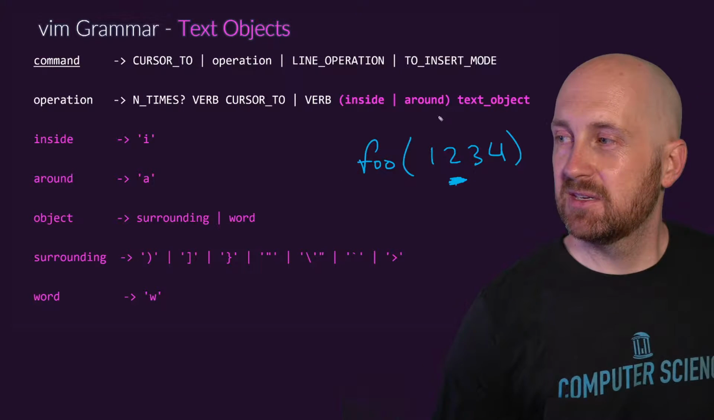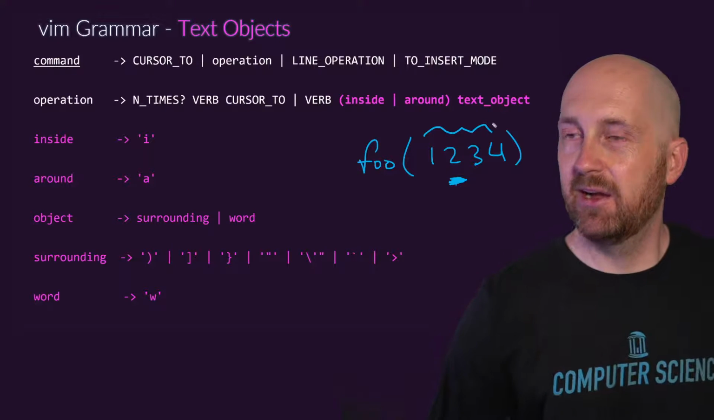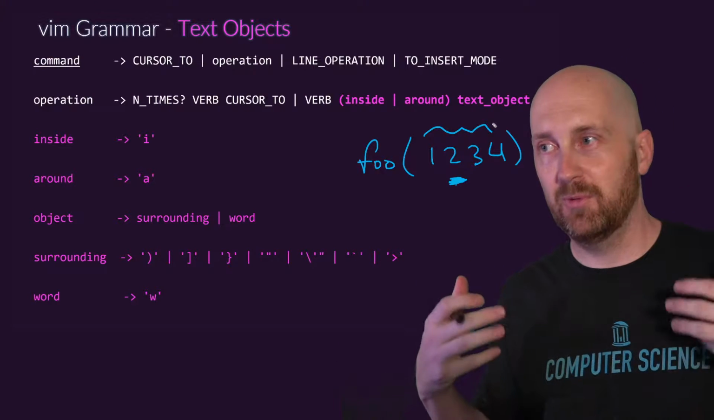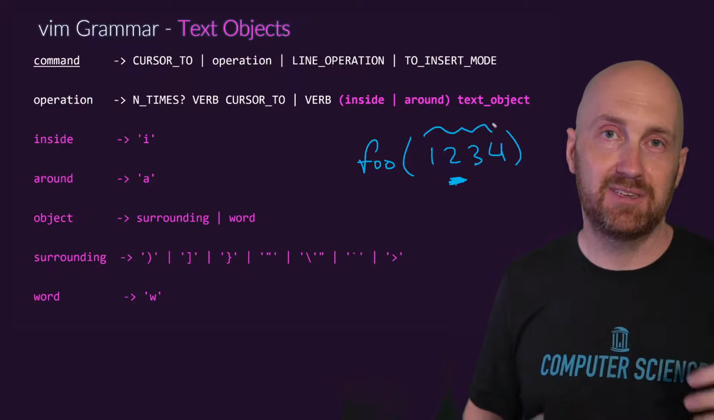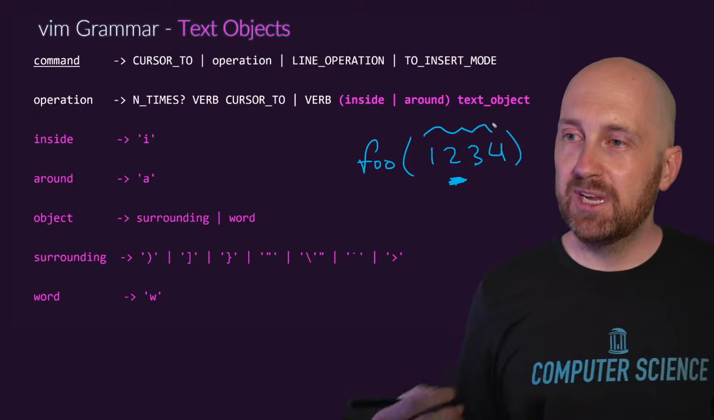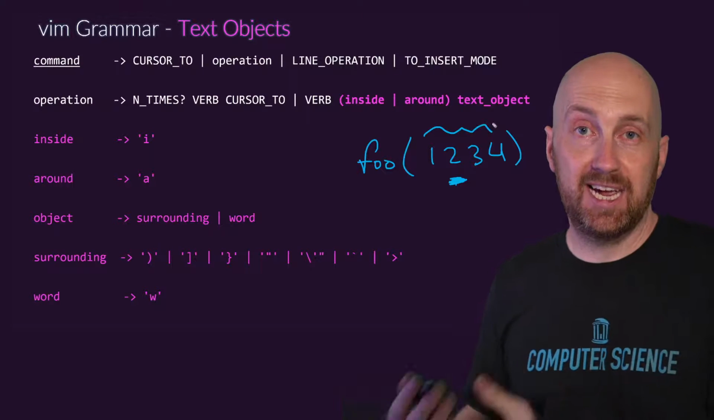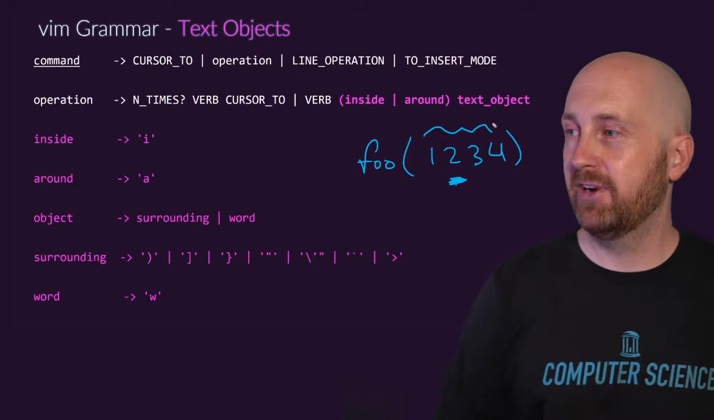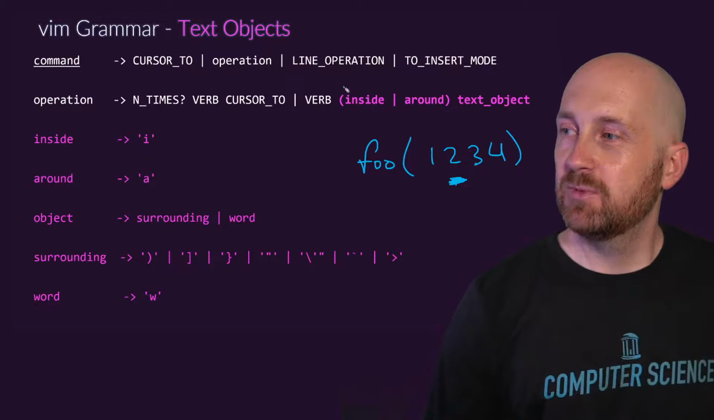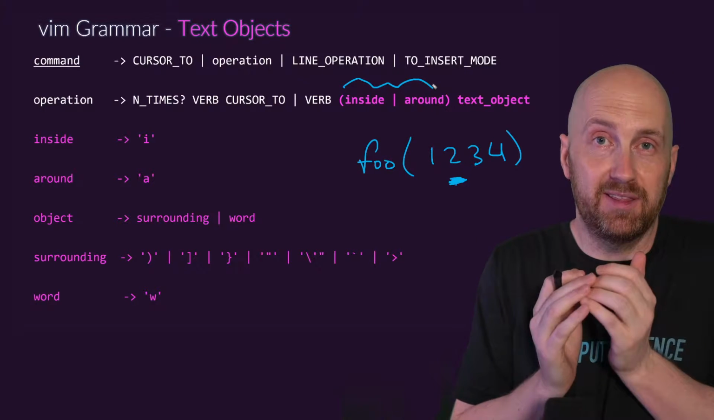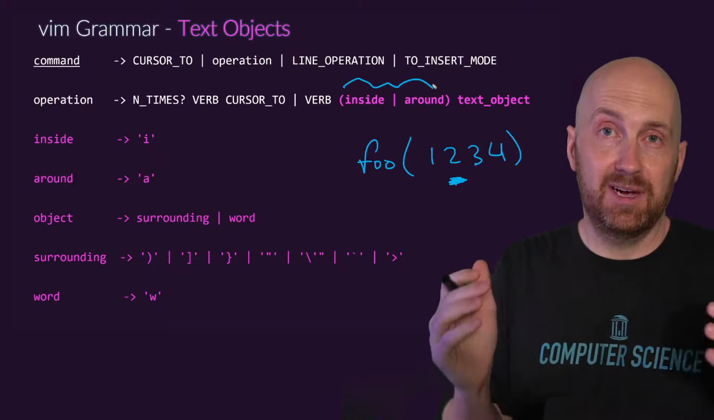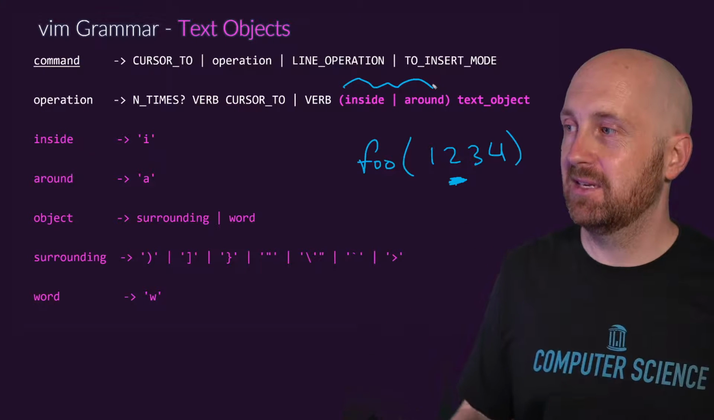Vim considers the text inside of a pair of parentheses what we call a text object, or the lines inside of curly braces, a text object. And we can apply operations to text objects with a minor variation. That variation is whether we want to apply the verb inside of this object, meaning inside of the parentheses, or around the object, which would mean including the parentheses.